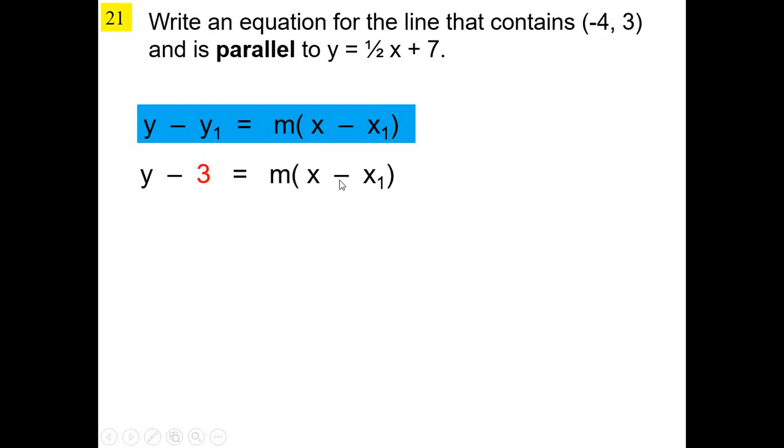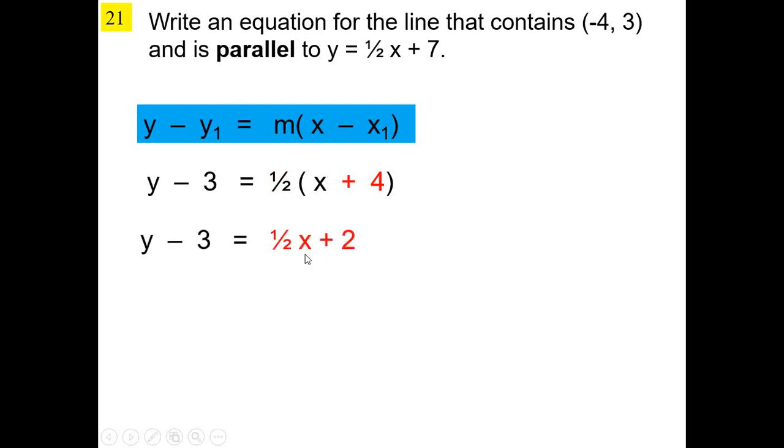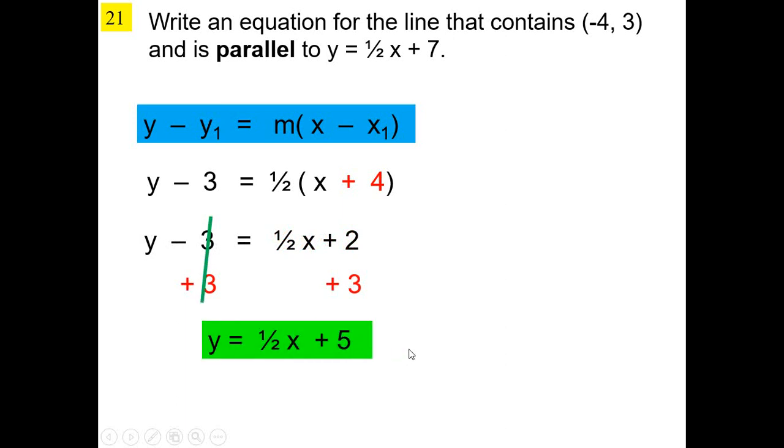So this 3 comes over here, y minus 3. This is 1/2 because something parallel is 1/2. And then here we're going to use the x1, which is -4, so minus a -4 is a +4. So now 1/2 times x is 1/2 x. 1/2 times 4 is 2. Then I got to add the 3 so that y is by itself. So I add 3 to both sides, and that cancels, and I get y is equal to 1/2x plus 5.